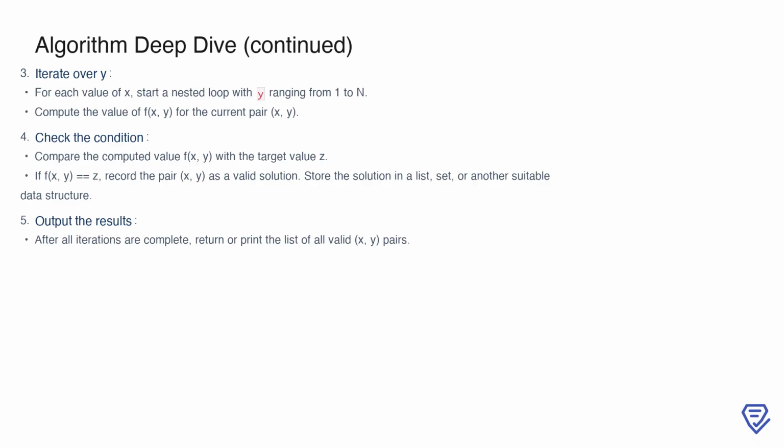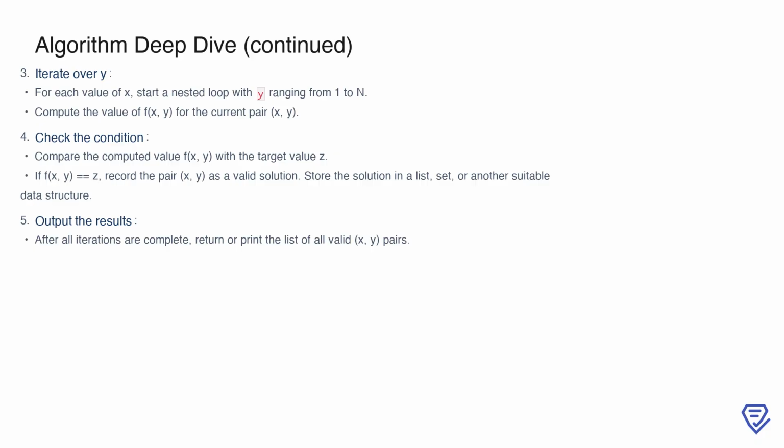Now, for the iteration process, we start with x ranging from 1 to the upper bound n. For each value of x, we initiate a nested loop for y, also ranging from 1 to n. Within this inner loop, we compute the value of f(x, y) for the current pair of x and y. Once we have this computed value, we check whether it matches the target value z. If the condition f(x, y) equals z is satisfied, we record the pair (x, y) as a valid solution. These solutions can be stored in a list, a set, or another appropriate data structure depending on the problem's requirements.